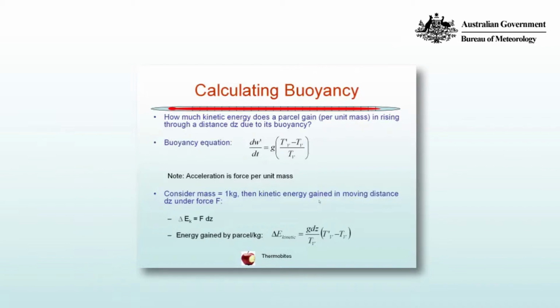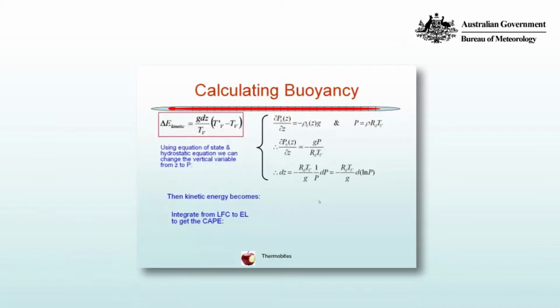Now the buoyancy equation gives us acceleration, and acceleration is simply force per unit mass. So if we consider a mass of 1 kilogram, then the kinetic energy gained in moving a distance dz under the influence of that force is delta Ek equals F dz. And so the energy gained by a parcel of air per kilogram, delta Ek, is equal to g dz on Tv multiplied by Tv' minus Tv. That equation is reproduced there in the box.